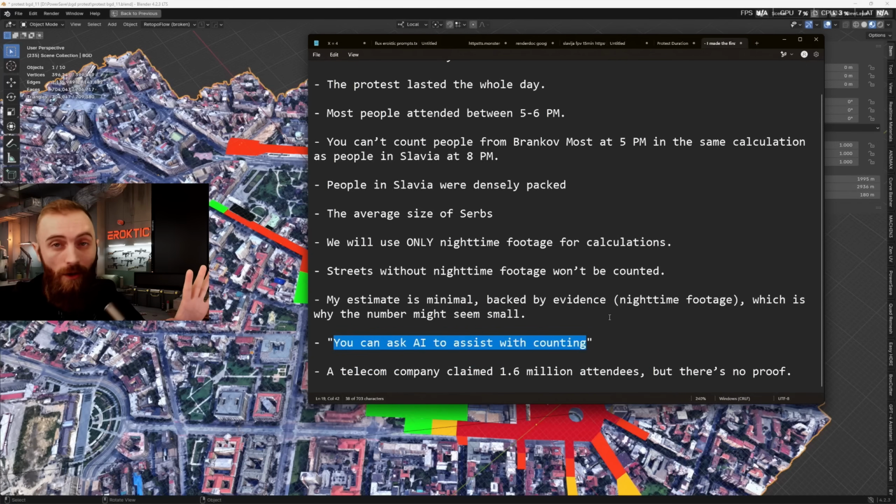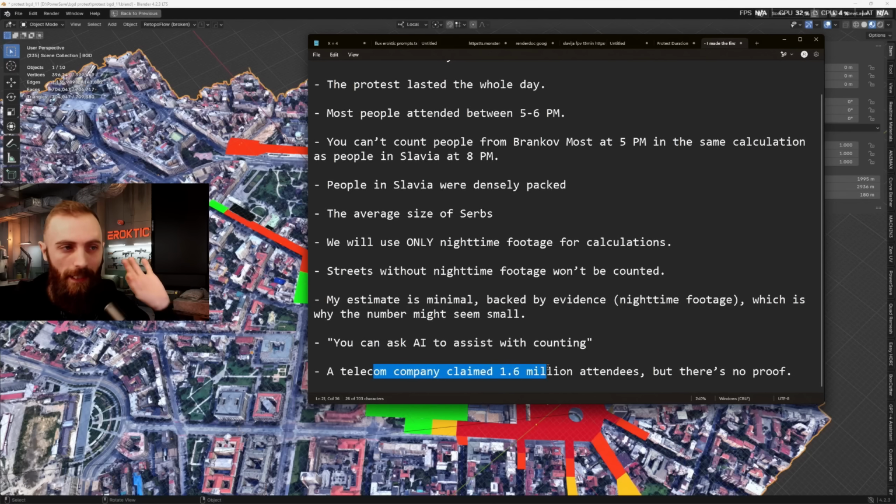With that said, there is one more thing that I have to talk about. There are a lot of people saying that the telecom company claimed that there were 1.6 million attendees. There is no proof of that. There is a rumor on Twitter that somebody said. I googled, I asked AI, there is no evidence, no official statement from anyone. Maybe that was just an ad. If you have a link to the proof, put it on the Discord in the general chat, because I cannot find it. So I do not know how much I would trust this.